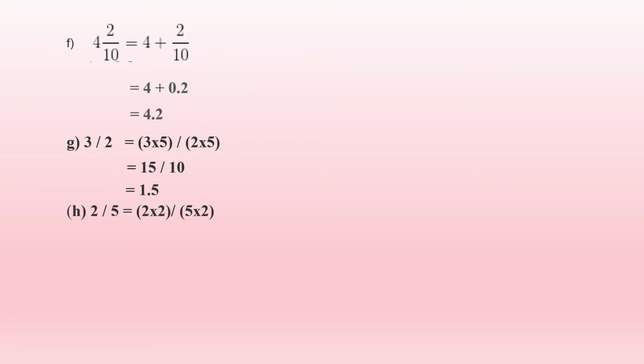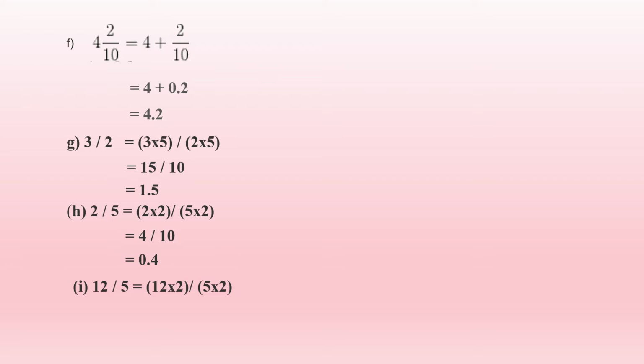Same question, 2 by 5. So to make the denominator 10, we multiply the denominator by 2. 5 into 2. So multiply the numerator also by 2. So 2 into 2 divided by 5 into 2. That is equal to 4 by 10. What is the decimal number of 4 tenth? 0.4.